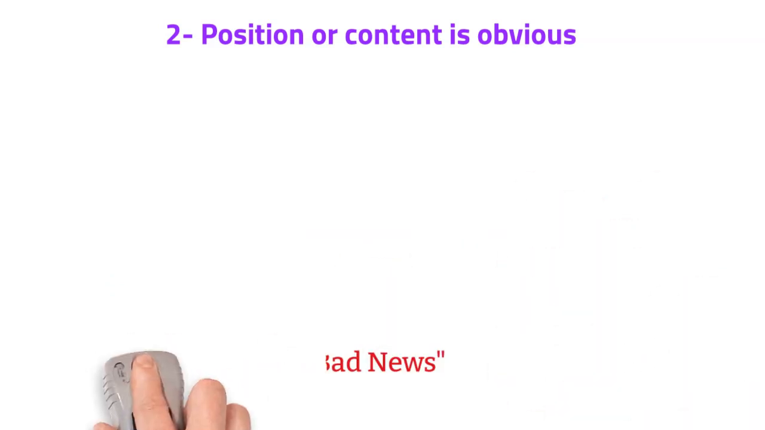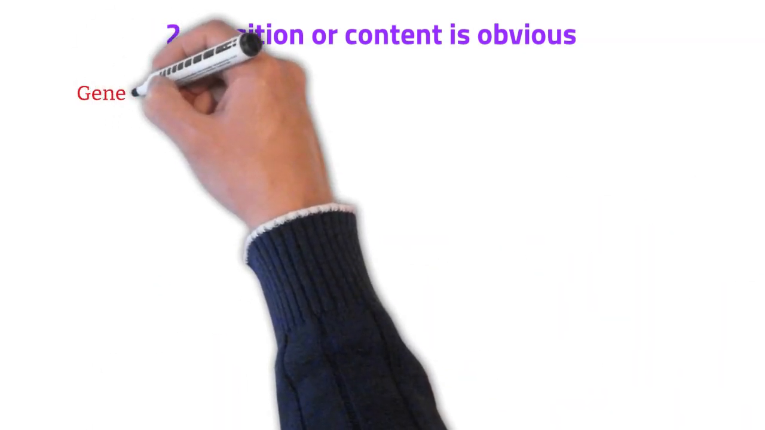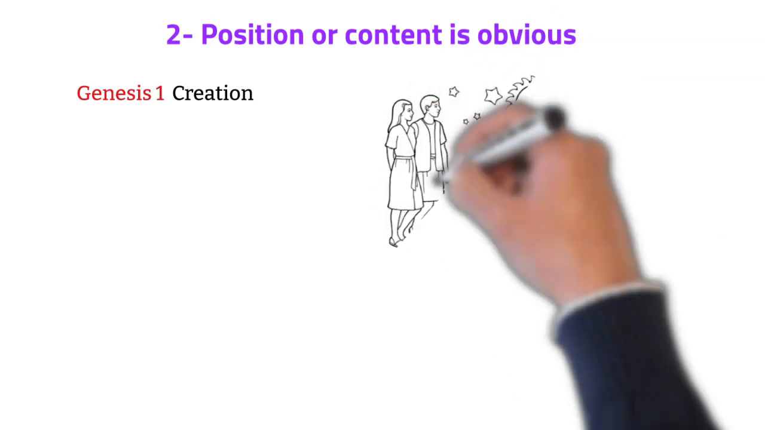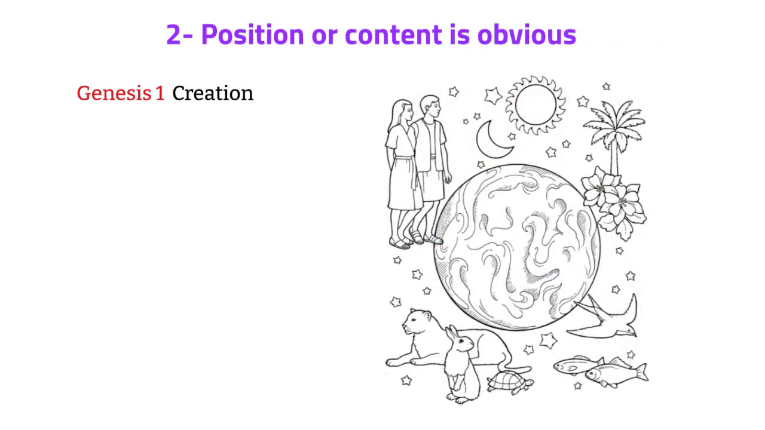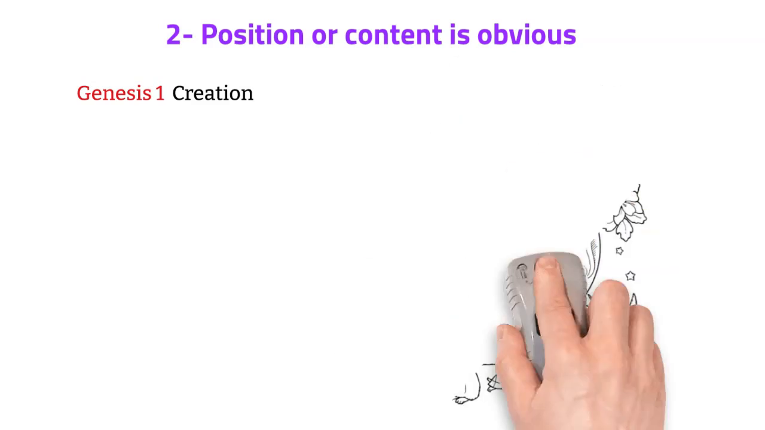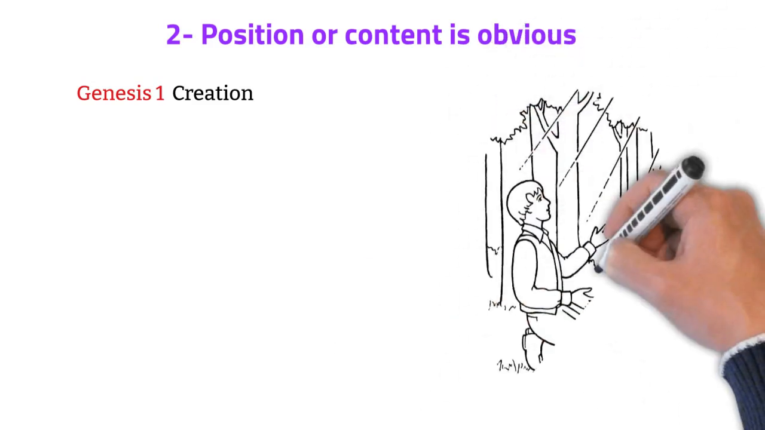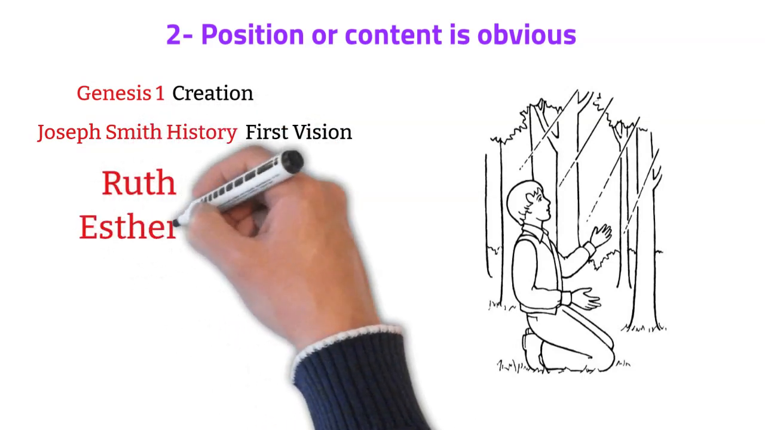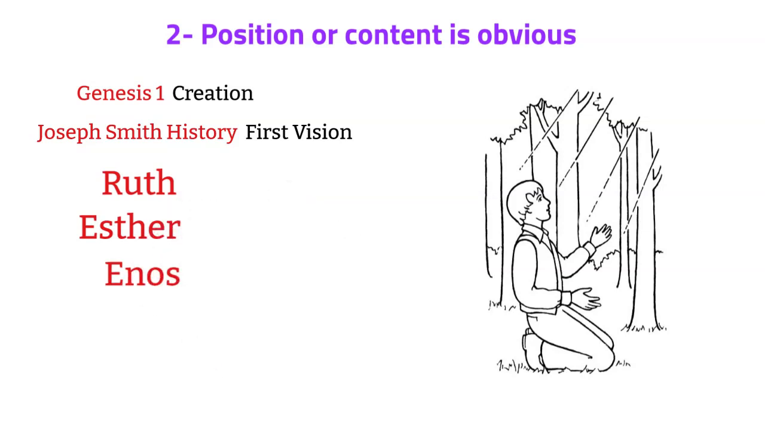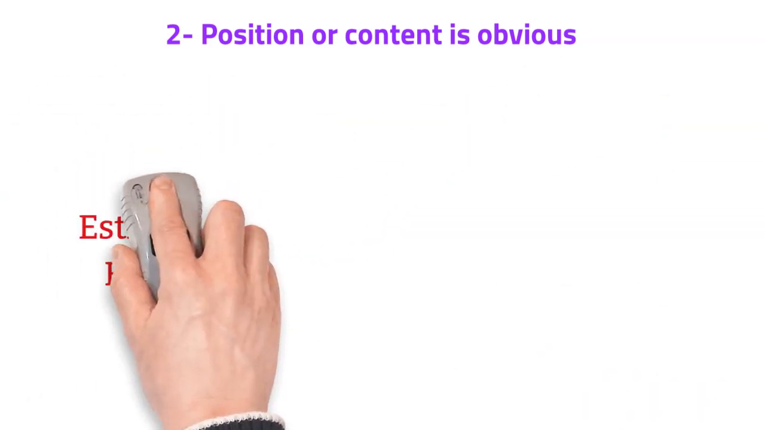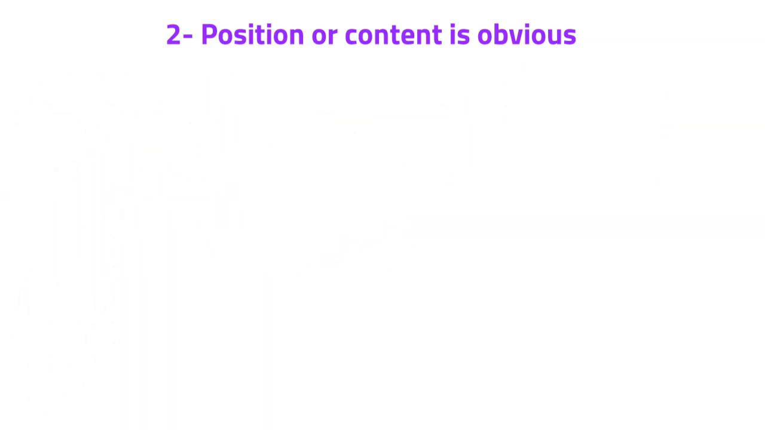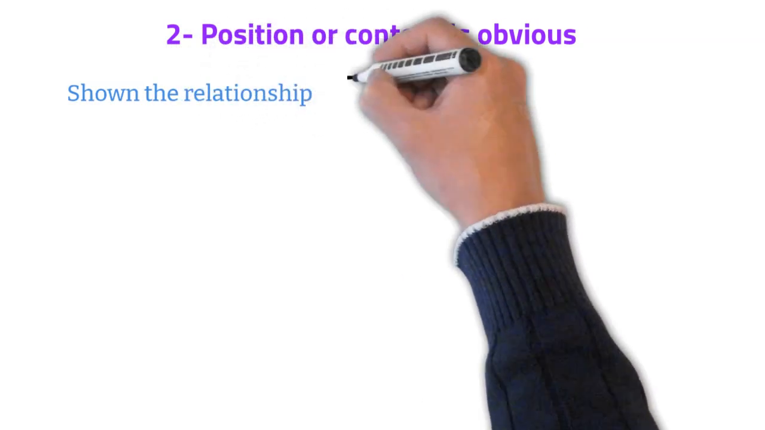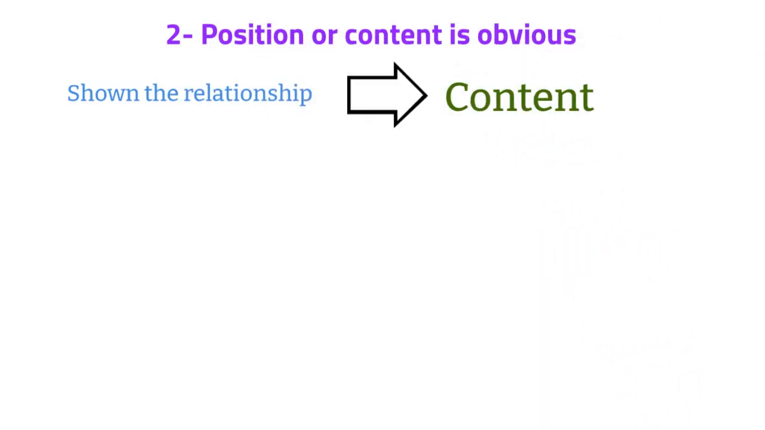Some chapters are so obvious no association is needed, such as the creation story in Genesis 1, or the account of the first vision in Joseph Smith History. Also, the stories of Ruth, Esther, and Enos are all in books named after themselves. For others, all we need to be shown is the relationship of the chapter position to the content, and we will permanently remember it.